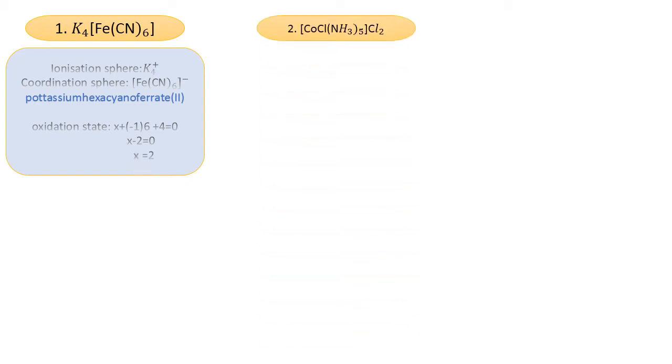In the next example, here the coordination sphere is the cation and the ionization sphere is the anion. Hence, writing the name of the coordination sphere first and then the name of the ionization sphere. While writing the name of a coordination sphere, firstly we have to write the name of the ligands in alphabetical order and then the name of the central metal ion and then its oxidation state and then the ionization sphere.